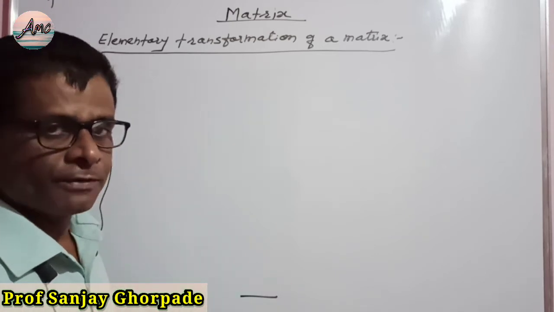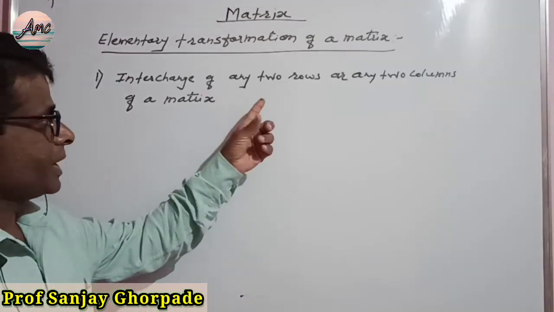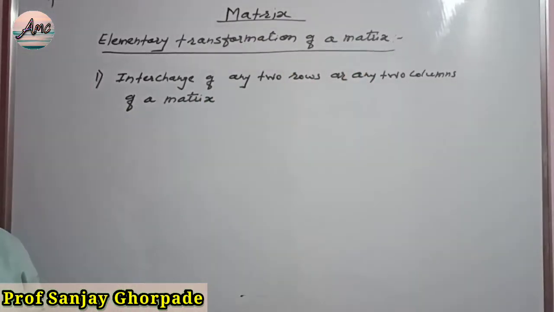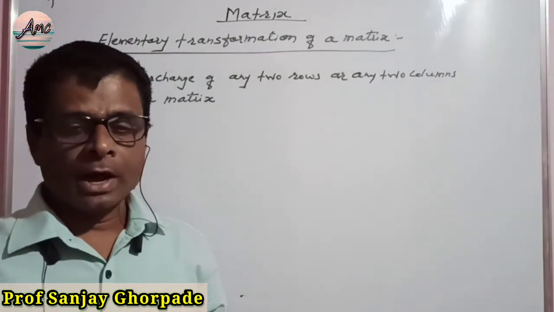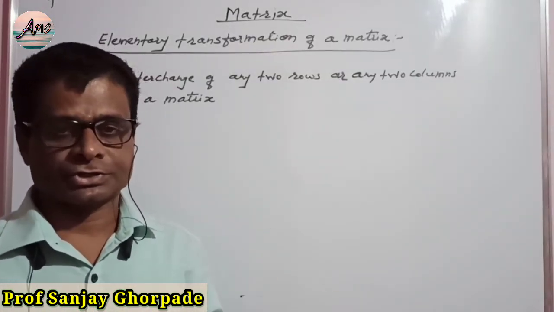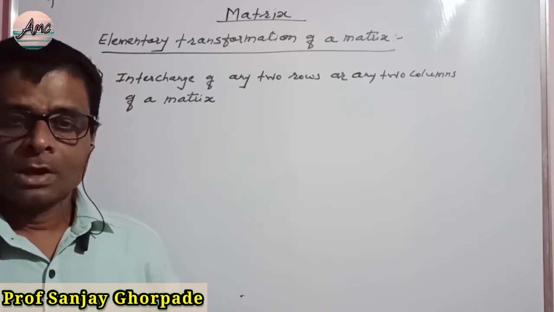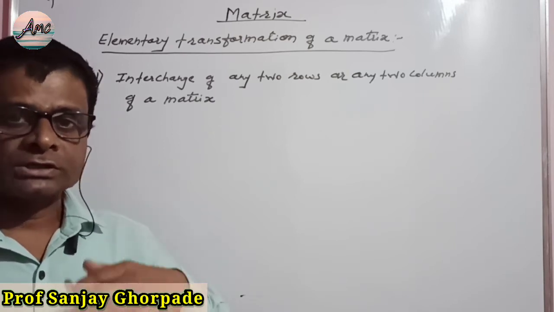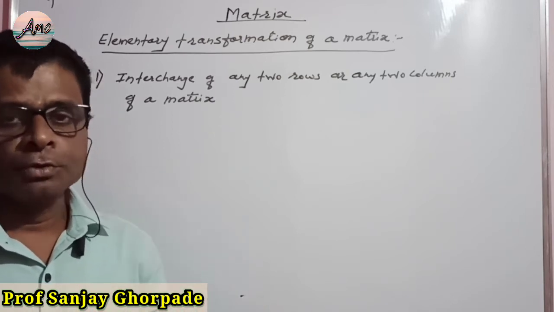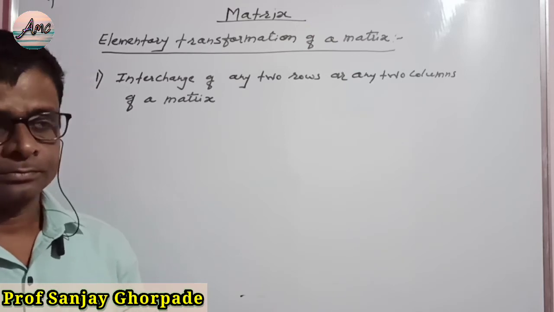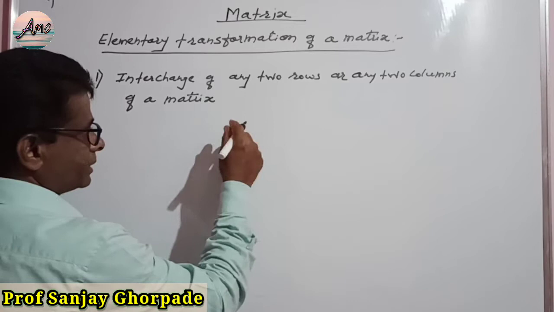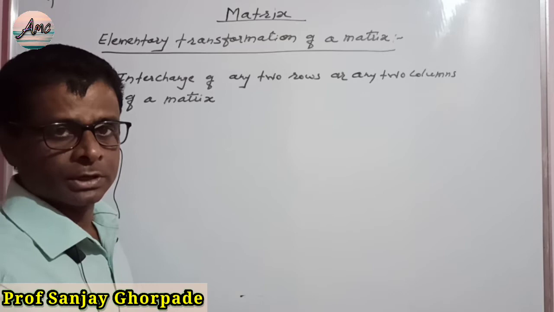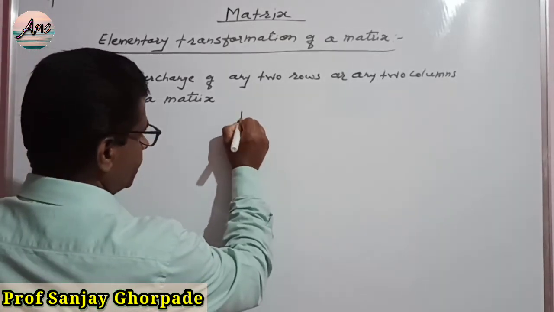So let us consider the first: interchange of any 2 rows or any 2 columns of a matrix. If the ith row and jth row of a matrix are interchanged, then after interchanging, the original matrix is transformed into a new matrix. Say if the ith row and jth row of a matrix are interchanged, then its transformation is represented by the notation.